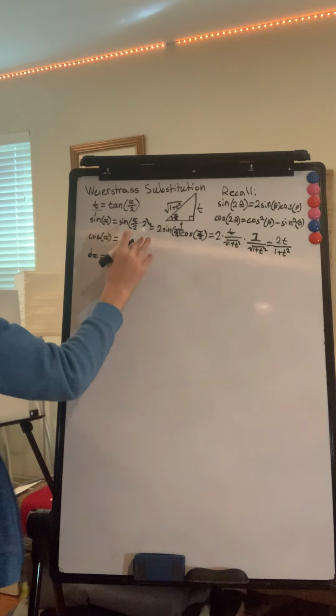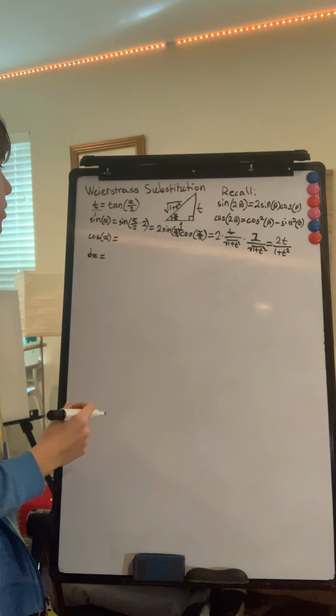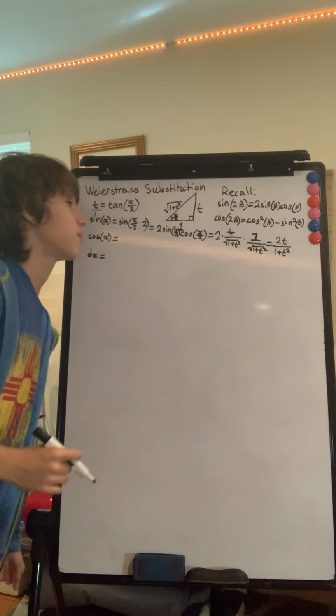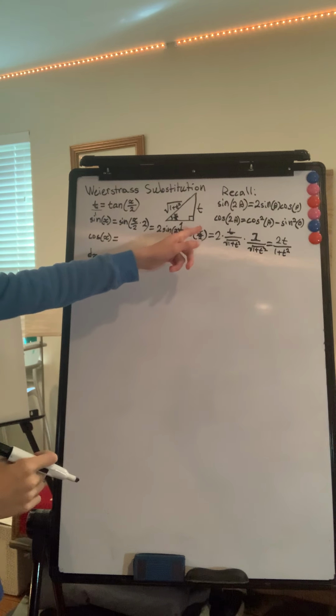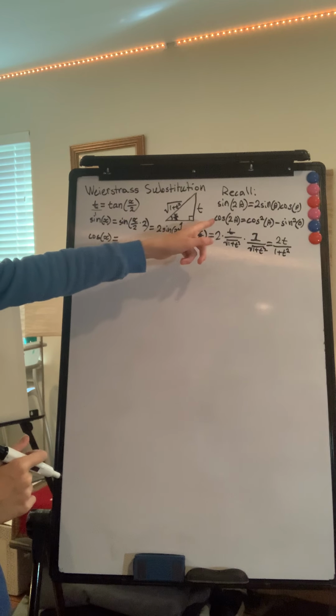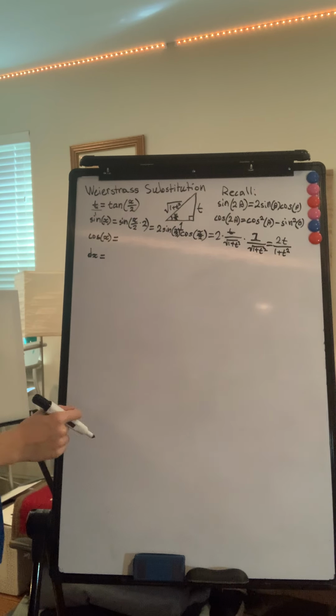Okay, so that's our sine. We finished that. And now for our cosine. Let's see. We're going to use this trigonometric identity, or double angle formula, for cosine. One of them at least.